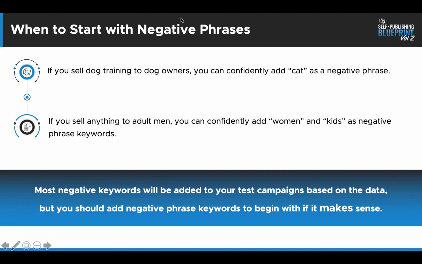So now we're going to go through, step by step, in setting up the first two campaigns, your first two testing campaigns. So that's going to be all covered extensively in the next lesson.